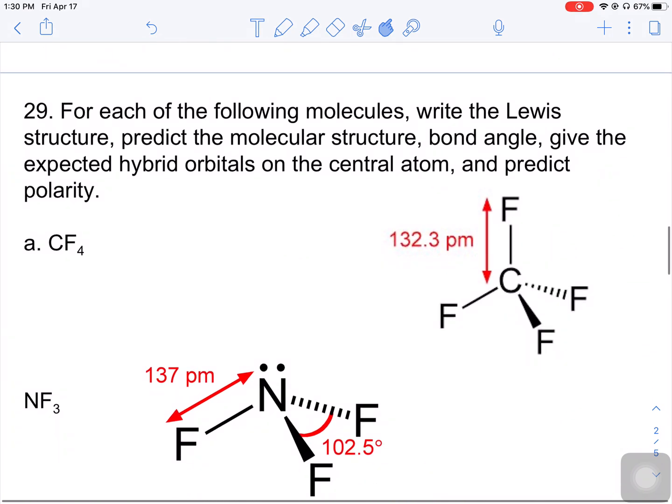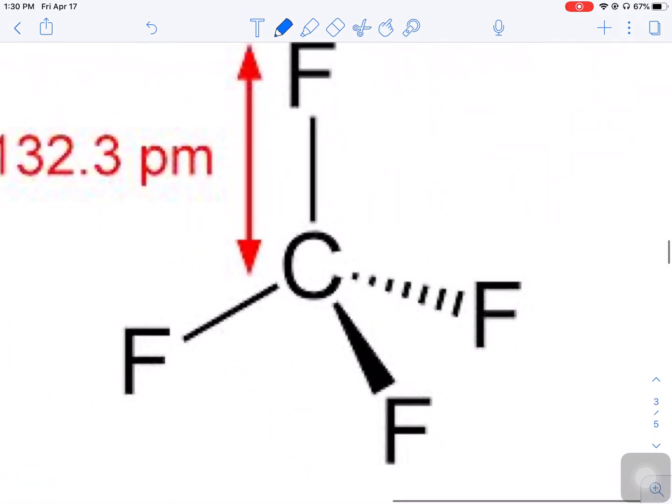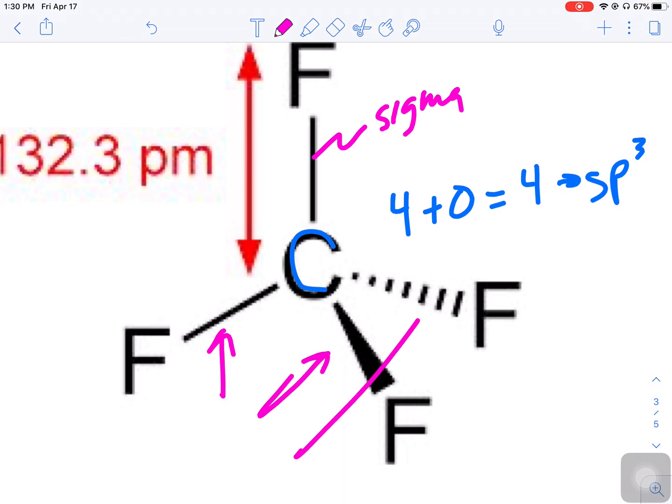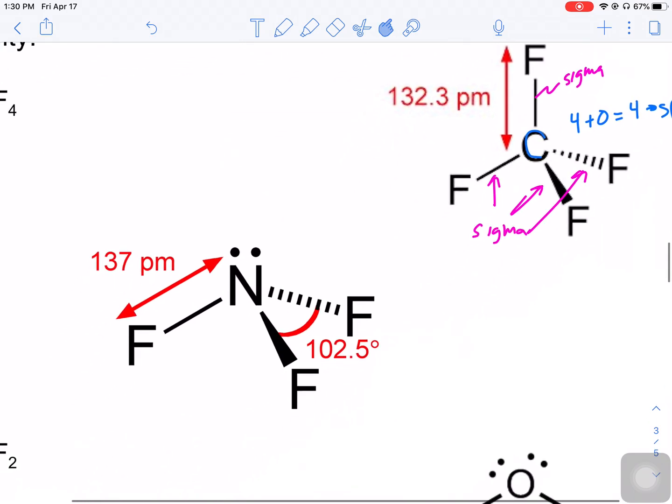All right, let's look at carbon tetrafluoride. Okay, carbon is your central atom. Carbon has 4 neighbors plus 0 unshared pairs. The sum is 4. It must be sp3 hybridized. And let's break these bonds down. This one's going to be a sigma. This one, and this one are all going to be sigma bonds. So there are no pi bonds in carbon tetrafluoride.